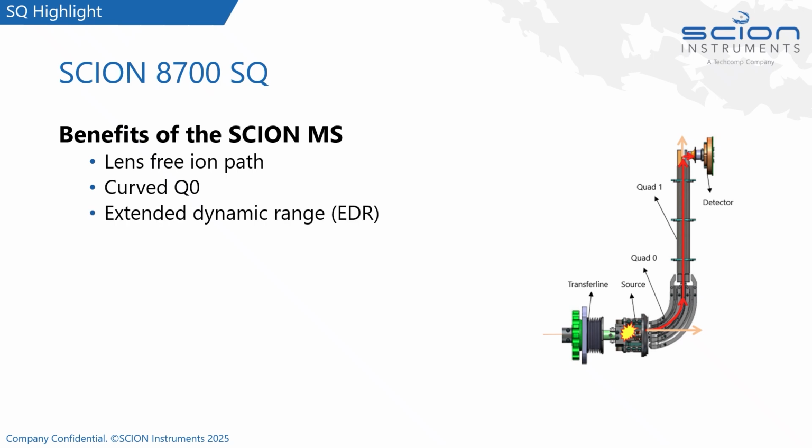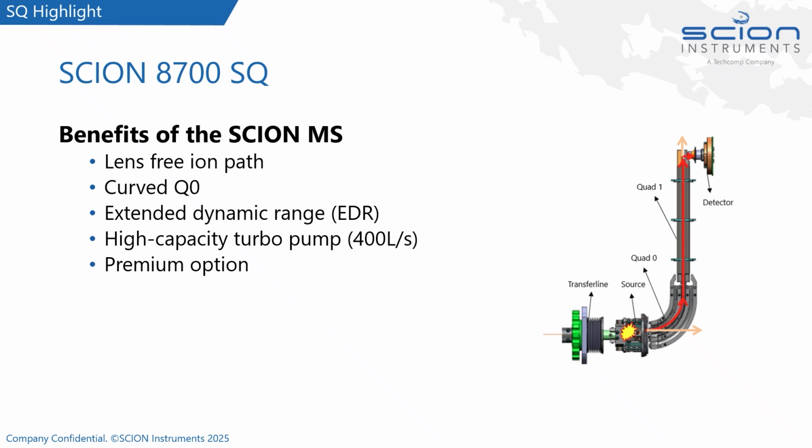We have our extended dynamic range, or EDR. This enables optimal detection in every scan, so we can accommodate both trace components and high abundance compounds in the same run. We have a high capacity turbo pump, 400 litres per second. This means we have a very quick pump down speed and can help reduce instrument downtime. We also have a premium option, which comes with Q0 helium focusing that can increase sensitivity, and also has the option for EI and CI, chemical ionization mode.